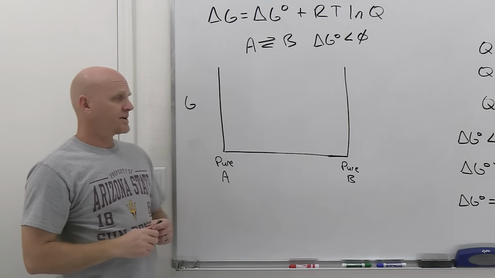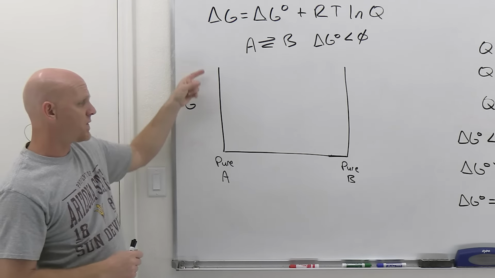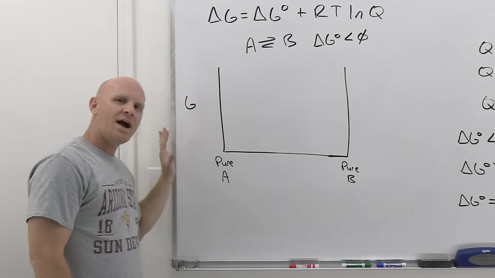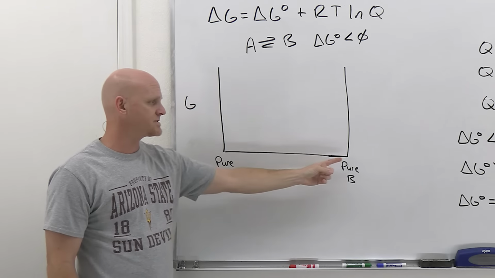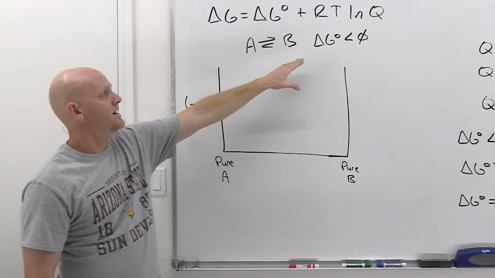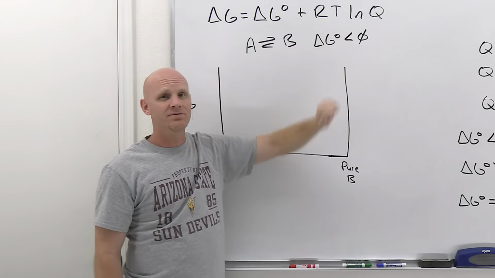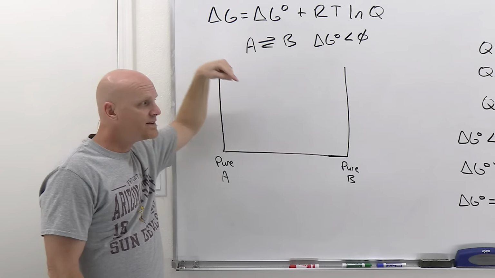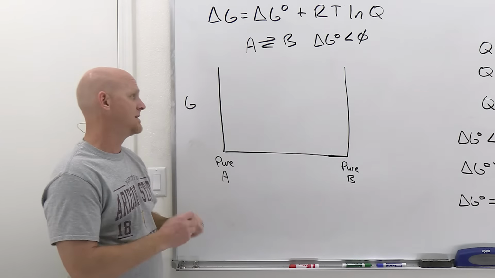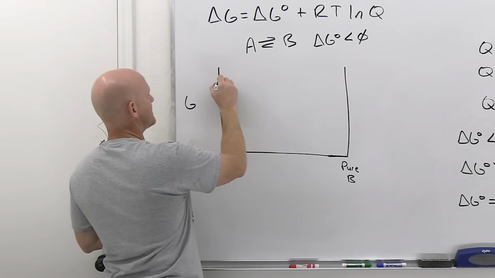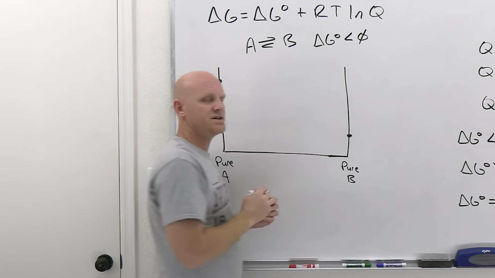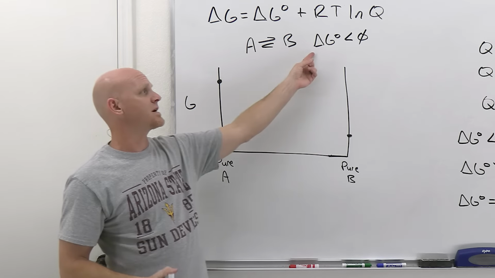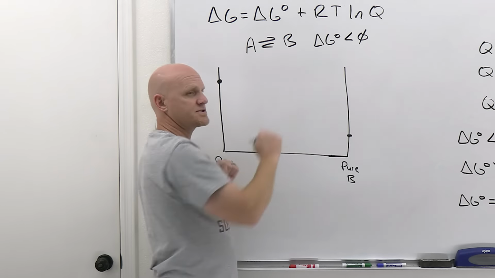All right, so the plot we're going to look at has Gibbs free energy plotted on the y-axis, and it's going to look at the reaction progress as we go from pure A to pure B in this reaction. And we're given that delta G standard here is going to be a negative number. What that means is that we're going to go downhill in free energy, not uphill. And so what that ultimately means is that the energy of pure A is going to be higher than the energy of pure B. If delta G standard was positive, well, then that would be reversed.